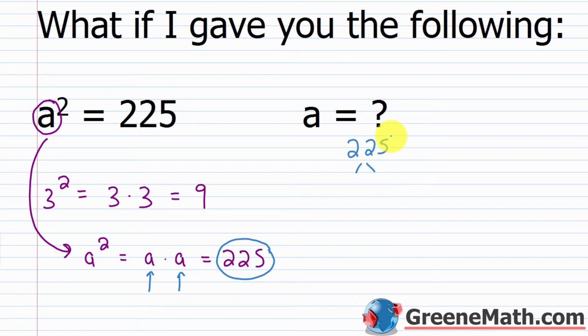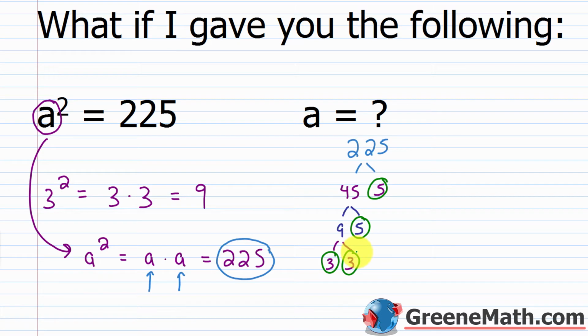It ends in 5, so that means it's divisible by 5. 225 divided by 5 is 45. So let's write 45 times 5, and then 5 is going to be prime, so let's circle that. And then 45 can be further broken down into 9 times 5. 5 is prime, so let's circle that. And then 9 is 3 times 3, and those are each prime, so let's circle those.